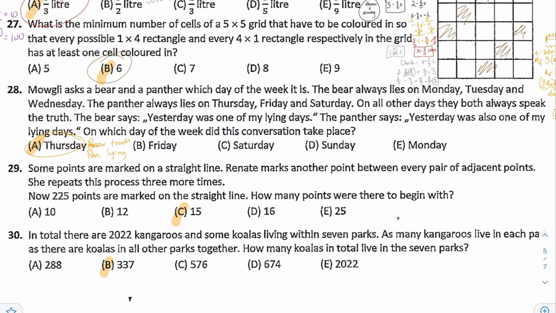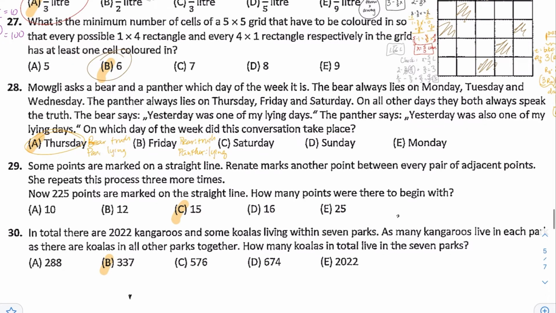So if you try Friday, for example, if today was Friday, the bear will be telling the truth, and the panther will be lying. So the bear will say, yesterday was one of my lying days, and that's not true. Yesterday was Thursday, and that's a truth-telling day, so the bear will be lying here. And the panther would actually be telling the truth. But it's supposed to lie, so that's wrong. So there's a contradiction, so you eliminate this choice. And you'll do the same thing for Saturday as well, which is the same as Friday.